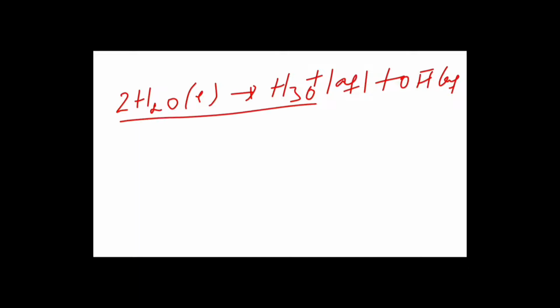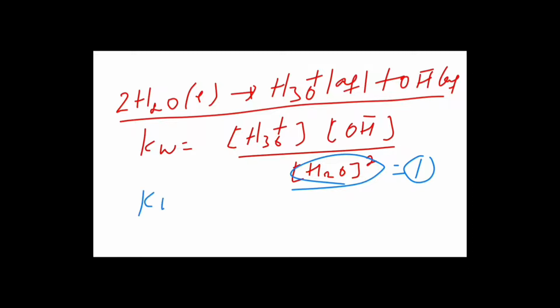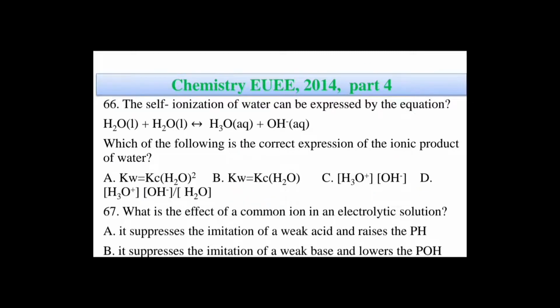Self-ionization of water looks like this. So the equilibrium expression for water, Kw, equals concentration of H3O plus times concentration of OH minus over concentration of H2O squared. But this is constant, which equals 1, and a compound in the form of liquid or solid has a constant, equal to 1, so even if we don't write it, there is no problem. So Kw for water equals concentration of H3O plus times concentration of OH minus. Going to our question, the correct answer is C.